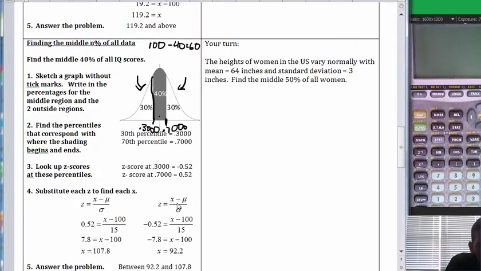So I'm going to use negative 0.52. And then the other value is at positive 0.52, so these are the two values we're looking for. At this point, you're going to solve the same formula that we did last time. We're going to plug in 100 for the mean, 15 for the standard deviation. You've got to do a little bit of algebra and number crunching, and the answers you should get are 107.8 and 92.2. Those are the two values that we're looking for, so we'd say that the answer for this problem is between 92.2 and 107.8.